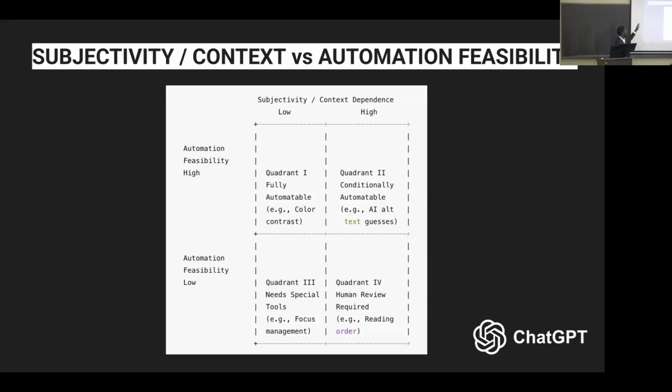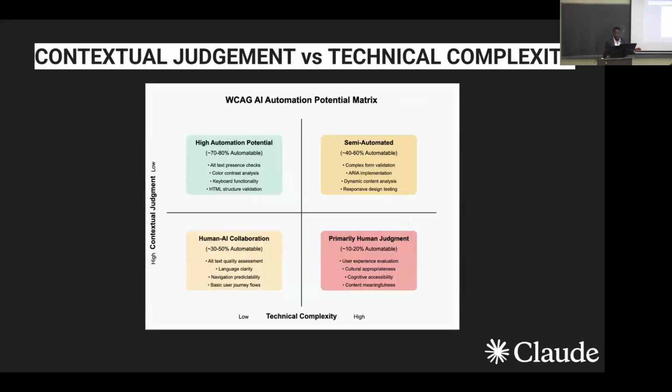Then we have automation feasibility, high and low, right? So it used this to try to put together a matrix. If it's highly subjective and there's low automation feasibility, then maybe it's not super automatable. I asked Claude the same question. It gave me technical complexity versus contextual judgment. So again, you see this kind of context versus difficulty matrix.